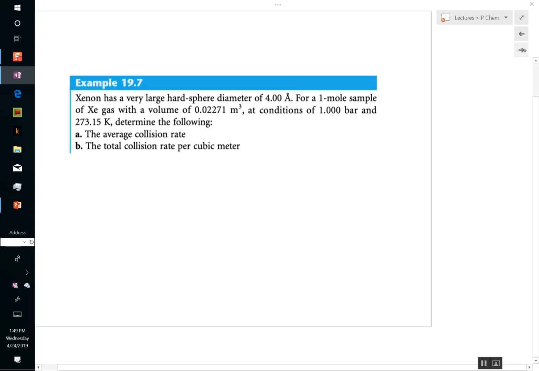Let's see if there's an example. Xenon has a very large hard sphere diameter of 4 angstroms. Calculate the average collision rate and the total collision rate per cubic meter. This example goes on to a part C, but I'm ignoring C, just A and B. And then you have a homework problem that has you do the same sort of calculation with a different inert gas to get the average collision rate and the total collision rate per cubic meter.